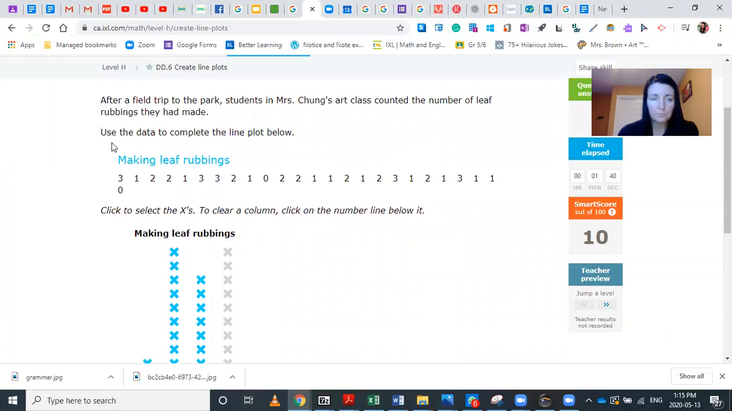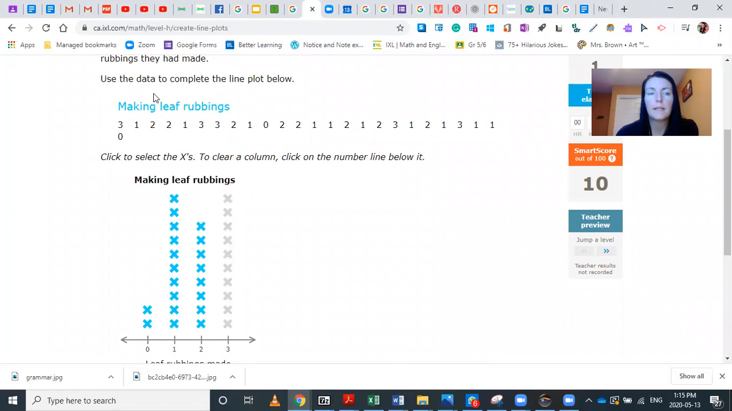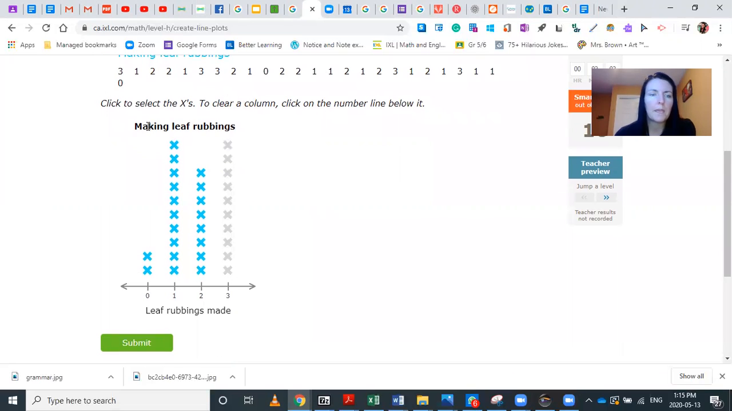Let's look at this one. After a field trip to the park, students in Mrs. Chung's art class counted the number of leaf rubbings they had made. Use the data to complete the line plot below, making leaf rubbings. So here we can see that it is not all nice and neatly in order. This is a little bit more tricky than the one before. Here we have the incomplete graph making leaf rubbings.